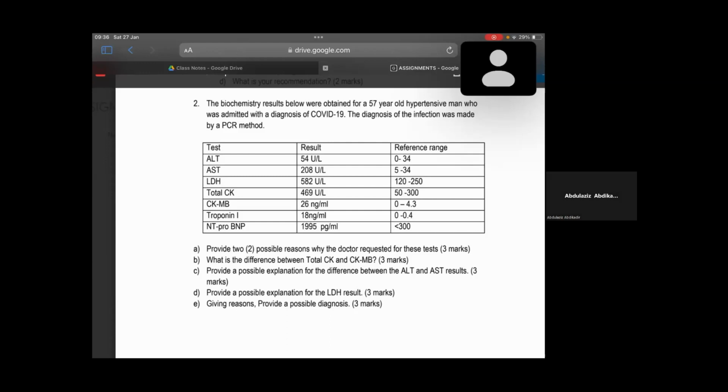So provide a possible explanation for the difference between ALT and AST results. Why is the AST widely marked compared to the ALT? Look at the ALT, there's an increase, but the AST is a marked increase. Why so? Why is the AST widely marked? I remember telling you the AST is found in the liver, it is found in the heart, it is found in skeletal muscle and others.